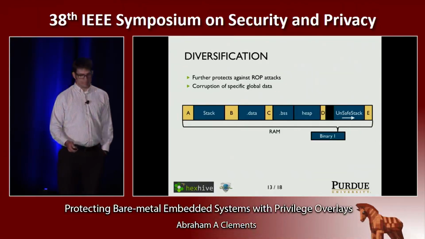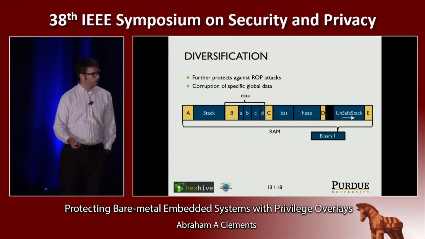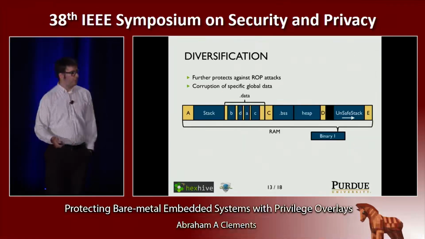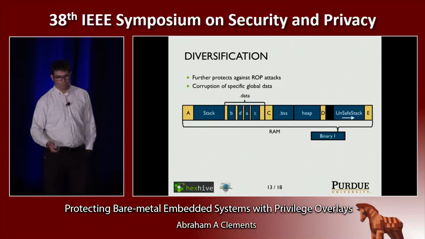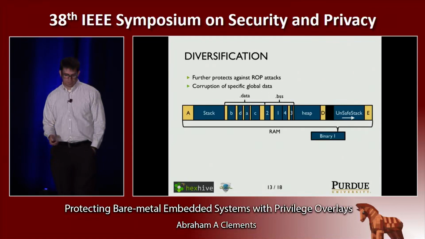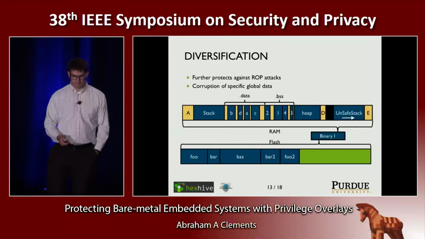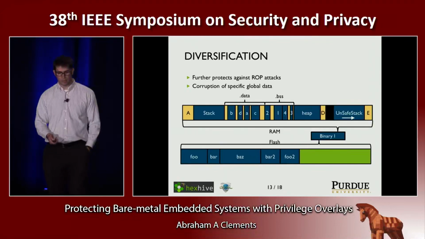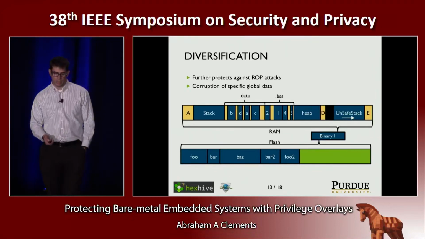When we look in the data section, there's a number of global variables. In this example, we've got A, B, C, D. Those are randomized along with that padding to help increase the entropy that we can create with this. The BSS is randomized in a similar manner. That diversifies the RAM. To diversify the code, we have functions foo, bar, baz, bar2, and foo.